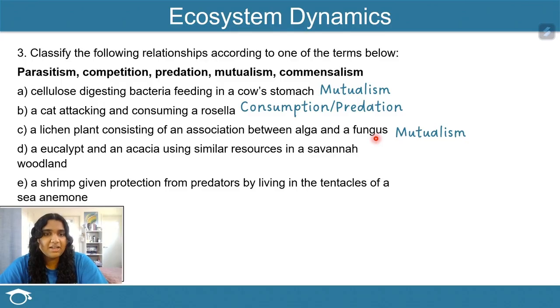Part D, a eucalypt and an acacia are using similar resources in a savanna woodland. If they're using similar resources, then oftentimes they have to compete for them, so the relationship is competition.